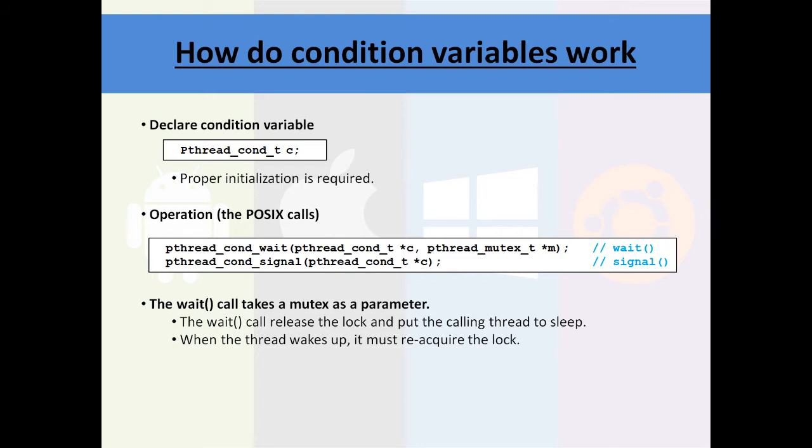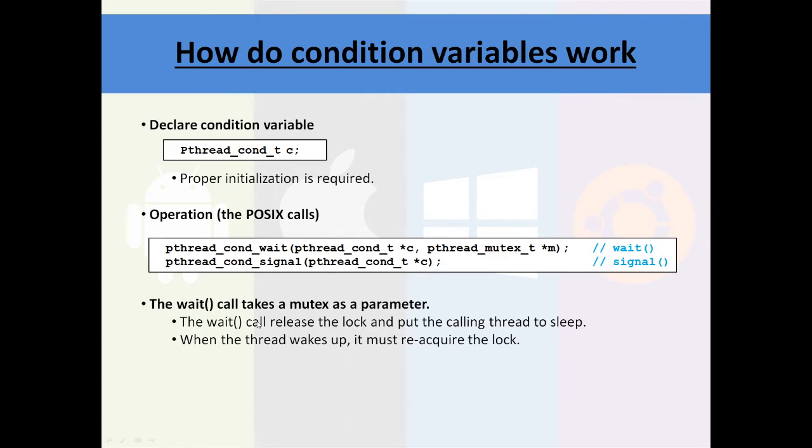Now, how do we actually create or initialize one? Well, it's just a data structure, so it has a type. In this case, pthread_cond_t, and we're giving it a hypothetical name of C. The specific POSIX calls for wait and signal are represented here. Wait takes in a pointer to a condition variable, as well as that pointer to a lock, which is this mutex object that we looked at last week. And signal takes in a pointer to a condition variable.